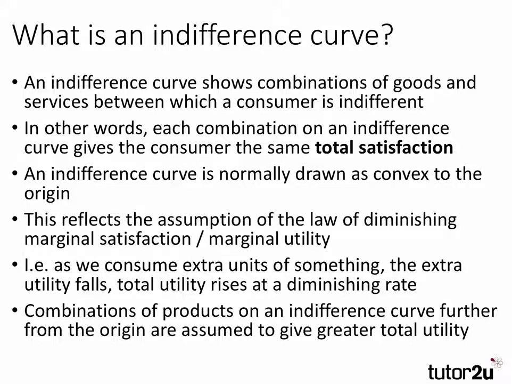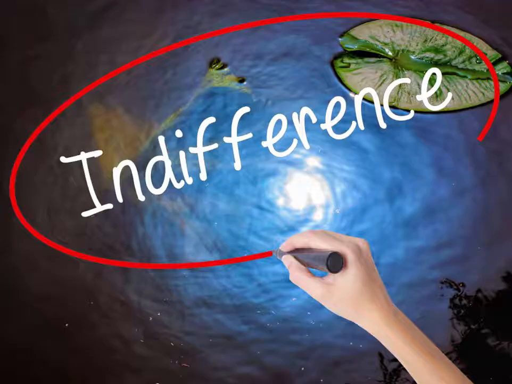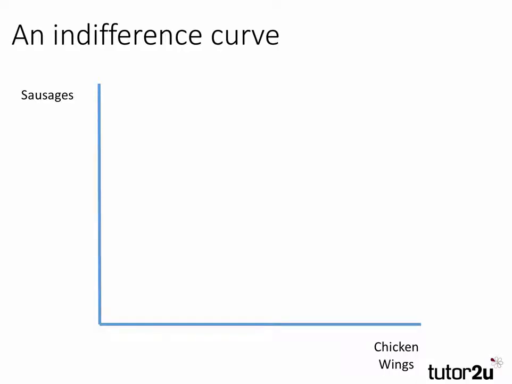So combinations of products on an indifference curve furthest from the origin are assumed to give the consumer greater total utility. So an indifference curve is really a way of expressing combinations of products that give you the same total satisfaction. We normally work in an XY space. Let's consider, for example, a choice the consumer might have between consuming sausages and chicken wings.